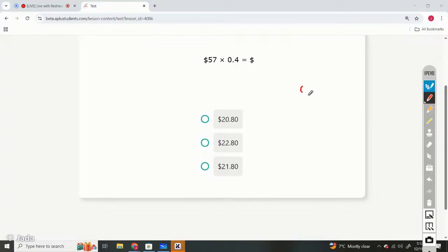Fifty-seven times 0.4. So just multiply without a decimal point. 4 times 7 is 28. 4 times 5 is 20, and 2 carried makes 22. Move the decimal point one place left. So that is 22.8.